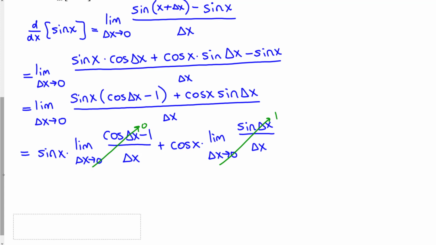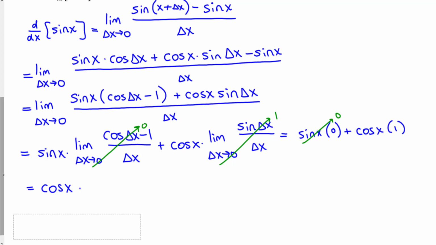So effectively, I have the sine of x times 0 plus the cosine of x times 1. Anything times 0 is just 0, so that thing becomes 0. And then cosine of x is just itself. So that gives me the cosine of x. So the derivative of sine is cosine.